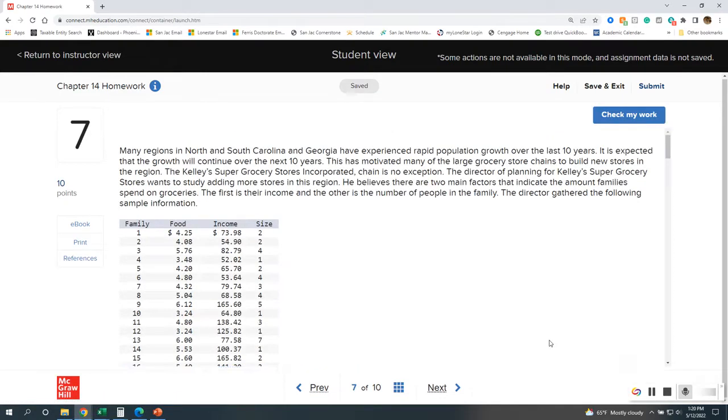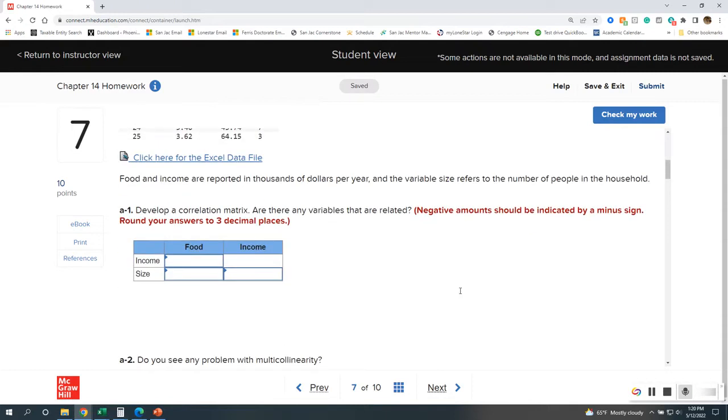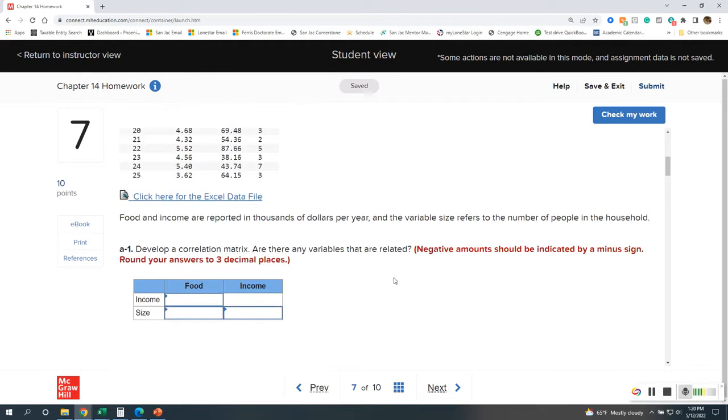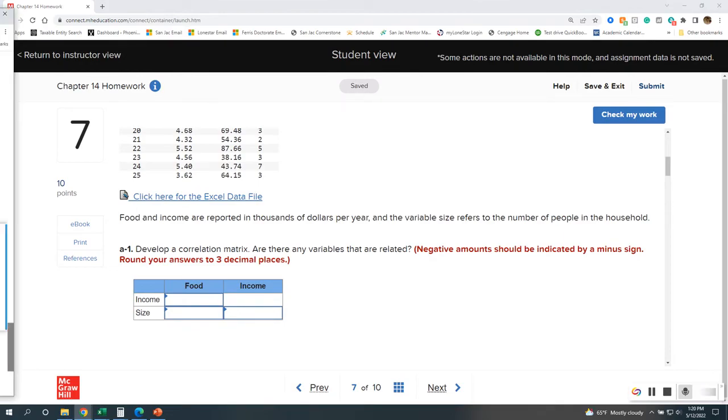Okay, question 7. Let's see, another chart. Okay. Develop a correlation matrix. Are there any variables that are related? Okay. Now we're doing a correlation matrix. So, starting off first, of course, we know we're going to have to get the data and basically find the correlation between the two.